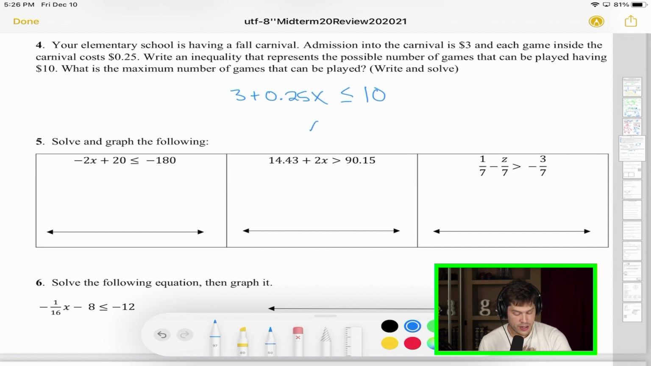Okay. So we can play no more than 28 games. That would be the solution. And I did that kind of in my head, but I'll leave it as an exercise to you to verify that this is in fact the answer. Okay, solve and graph the following.